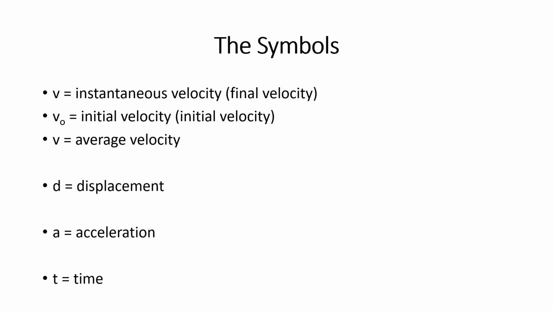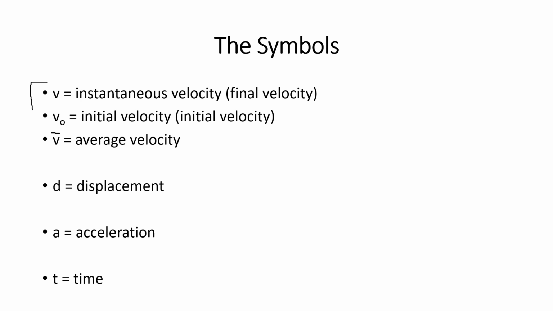Here is a list of the kinematic equation symbols. I do have to add one thing I forgot to put in, which is the line over the average velocity. So what we have here is just a quick review of the symbols, and I group them as such.